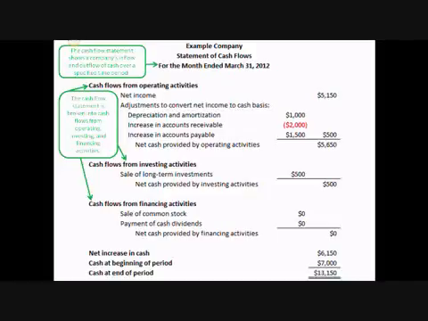Now that you understand the basics of these three financial statements, you'll better understand how your company is performing so that you can strategize for future growth.